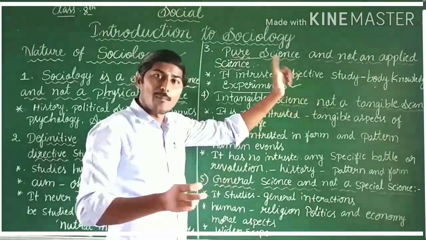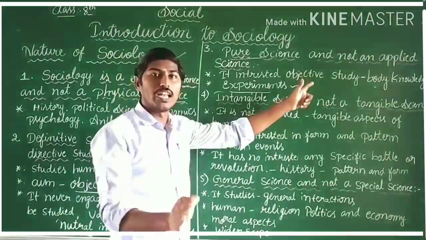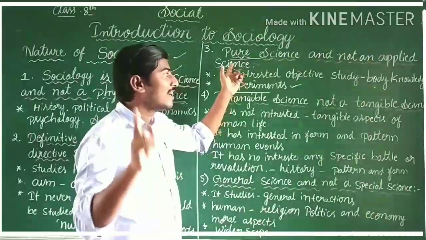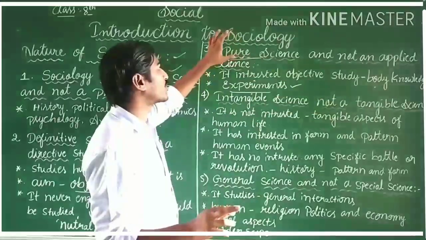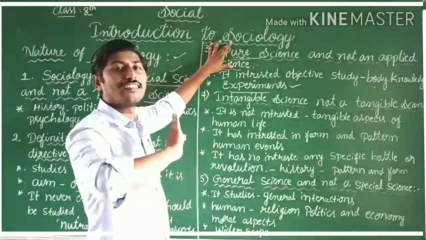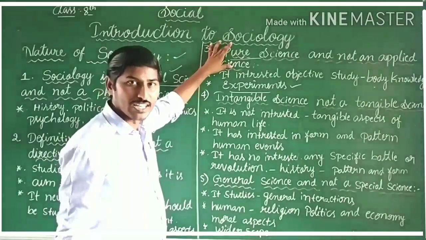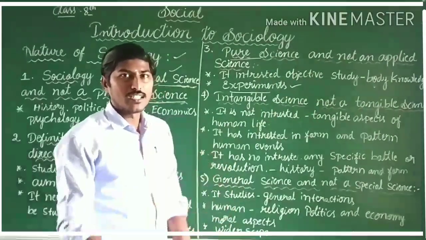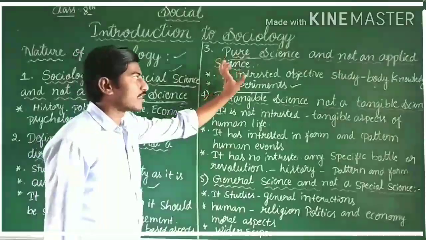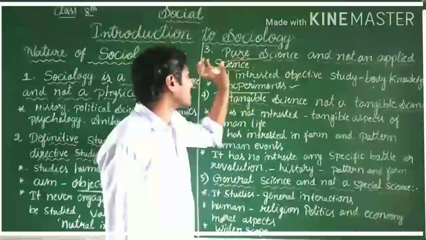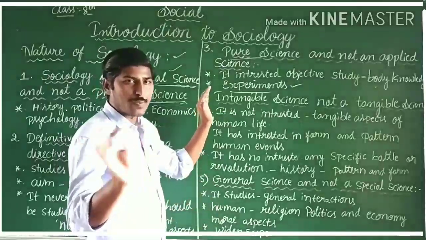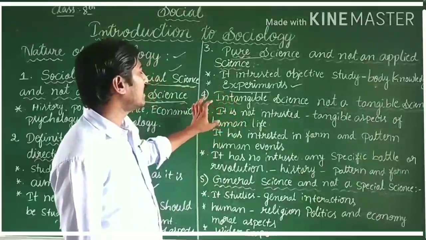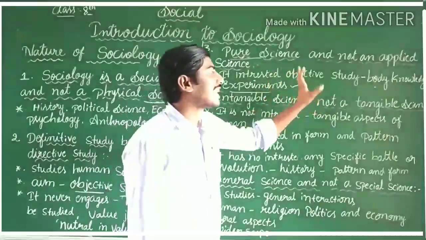Applied science includes result and knowledge, but pure science includes knowledge. So sociology is the study of knowledge, and that's why it comes under pure science. In sociology we cannot do any experiments. That's why it is not an applied science. Right? And the third nature of sociology is that it is a pure science, not an applied science. And the fourth one is that sociology is an intangible science, not a tangible science.